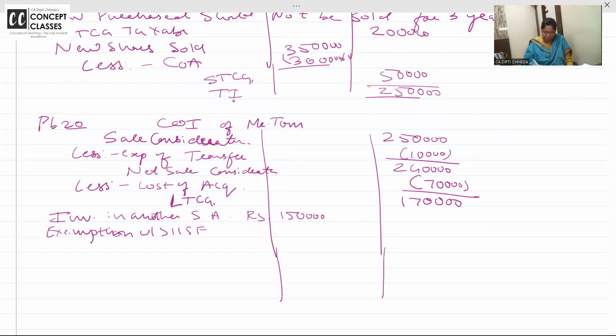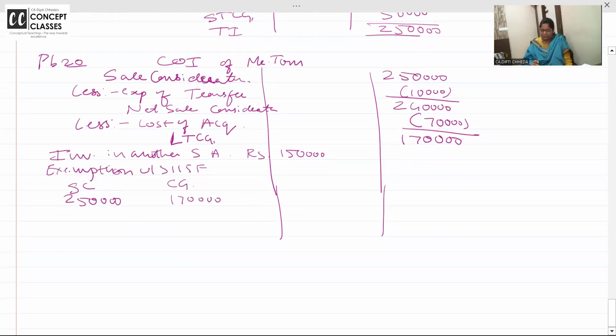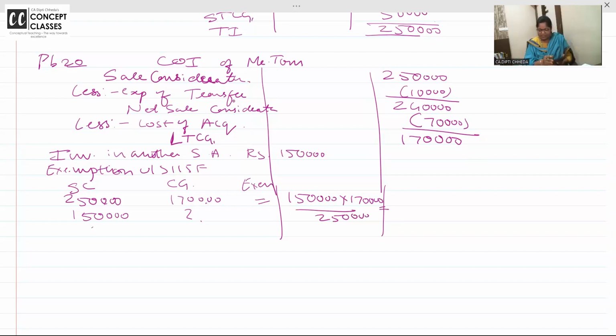Under 115F, sale consideration कितना है, 2,50,000. Capital gain कितना है, 170. Now how much he invested? Are you all with me? No need to mug up any formula. Sale consideration is 250, capital gain is 170. 150 if you have invested, what is the exemption? 150 into 170 divided by 250, how much it is coming? Faster than me.